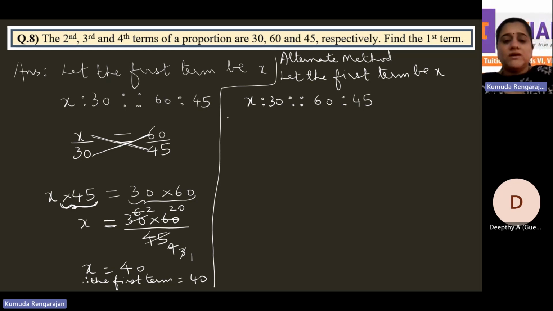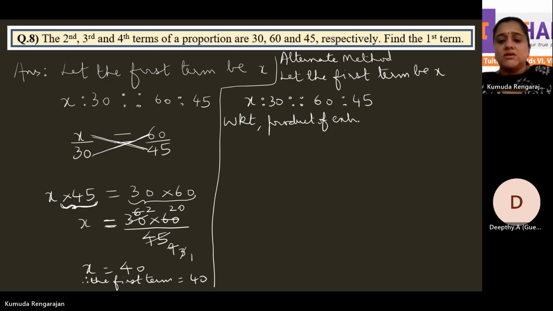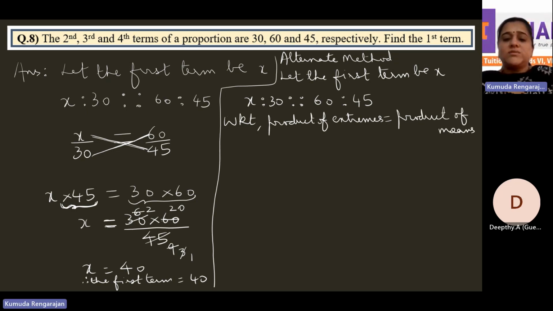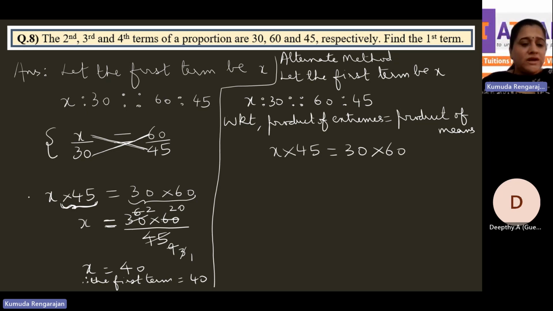All right. Now we know that, WKT, means we know that product of extremes is equal to product of means. So what's the product of extremes? X into 45. Correct? Product of extremes, meaning product means multiplication. Extremes, x into 45 is equal to product of means, 30 into 60. So this step you're getting straight away.